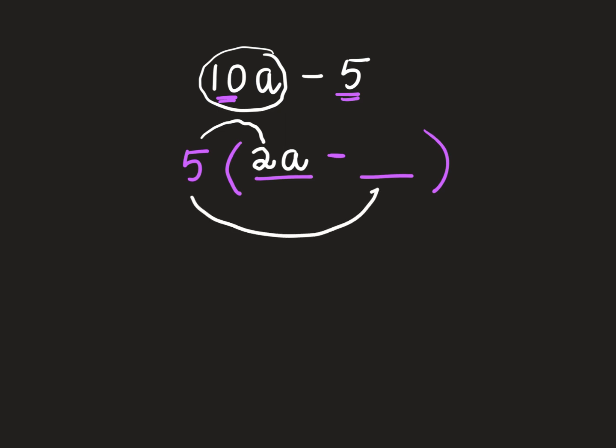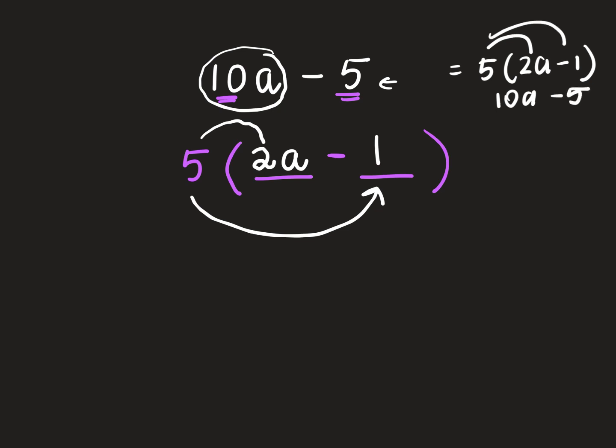And 5 lots of what will give me 5? 5 lots of 1 will give me 5. So 10a minus 5 is equal to 5 lots of 2a minus 1. And I can check that by expanding the brackets. How about this one?